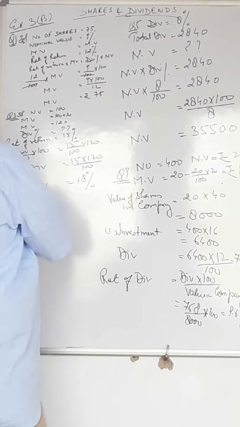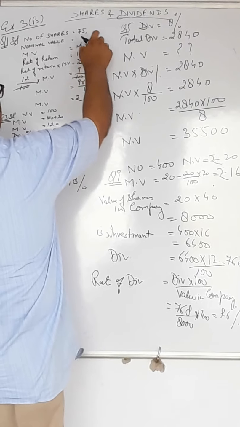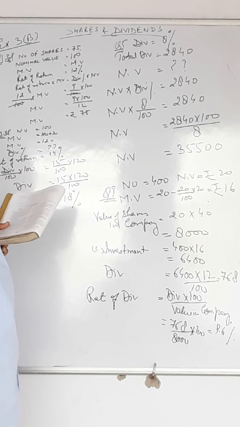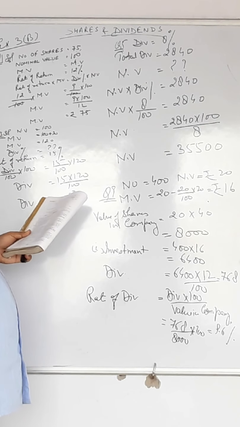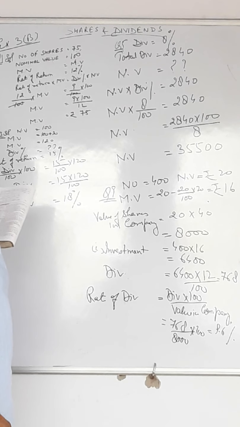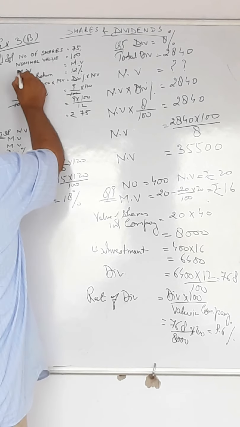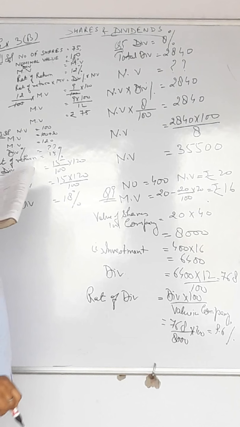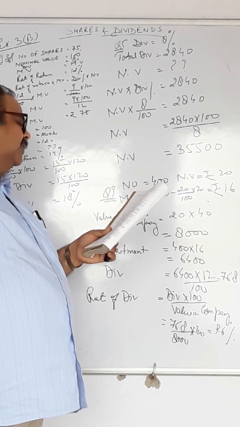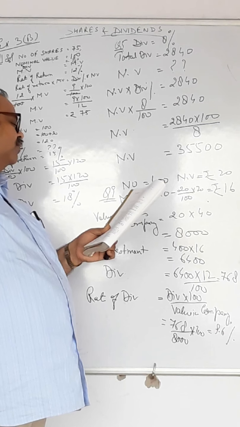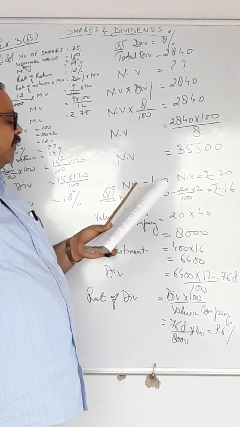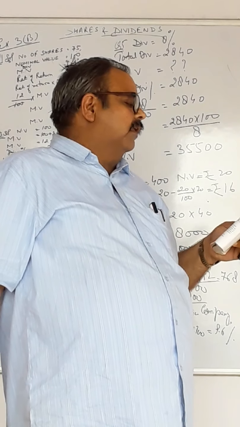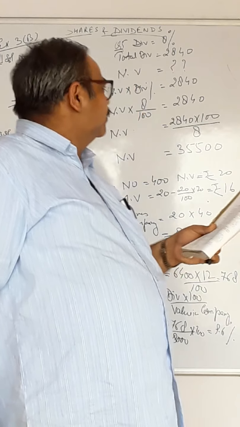Nominal value is rupees 100. Paying 9% dividend. Dividend 9%. He buys the shares at such a price that he gets 12% of his money, means the rate of return he will get. At what price he will buy the shares so he will get 12% of his money?